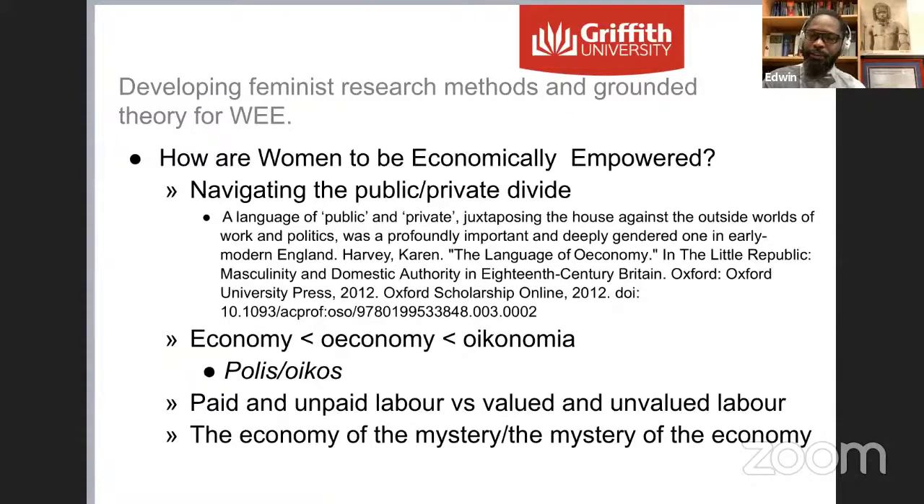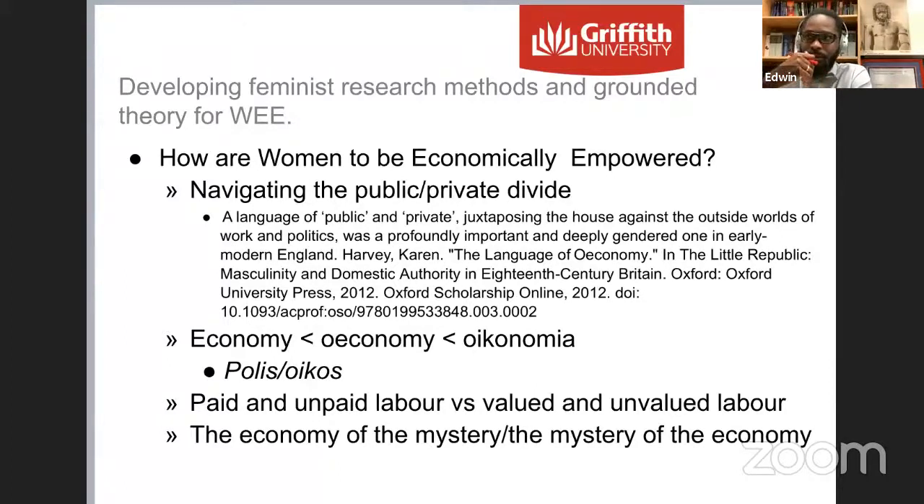She says that a language of public and private, juxtaposing the house, so the private, against the outside worlds of work and politics, was a profoundly important and deeply gendered one in early modern England. And as England went, so do we go, because of our legacy, of course, the common law and parliamentary constitutionalism and so on and so forth. So these same aspects apply, mutatis mutandis, as my lawyer friends would say. They apply in the same way when it comes to Kenya.